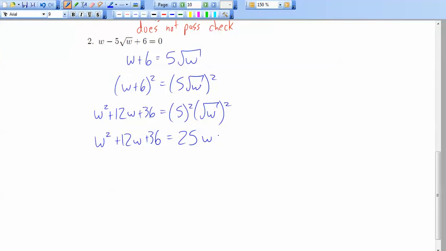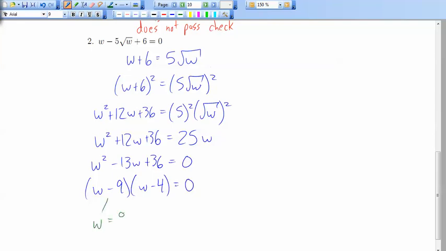Again, I find myself with a quadratic equation. Let's bring that 25w over to the left and solve this quadratic equation. I think again we can factor it. Two numbers that multiply to give positive 36 and add up to give negative 13. -9 and -4. So now we have two candidates. Maybe they're solutions, maybe they're not. We need to check them back in the original equation. They're definitely solutions to the quadratic equation, but are they solutions to the original radical equation?